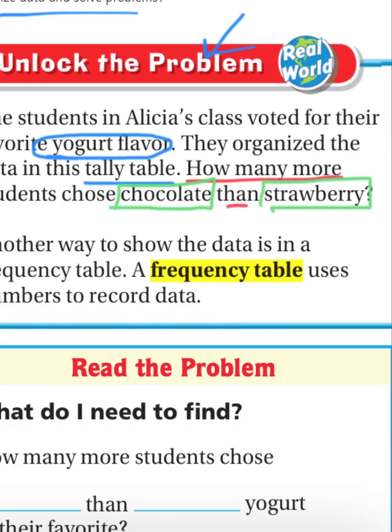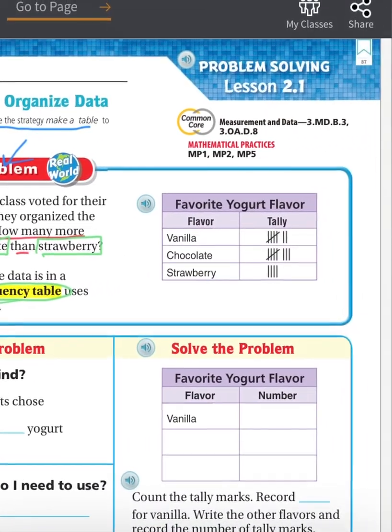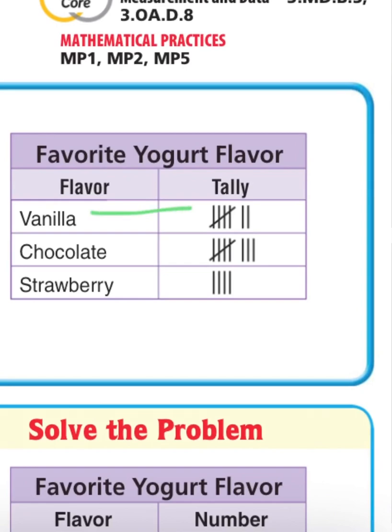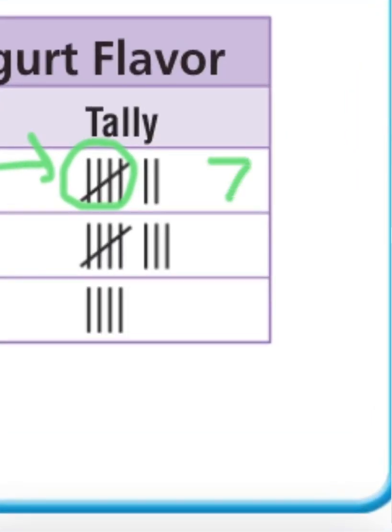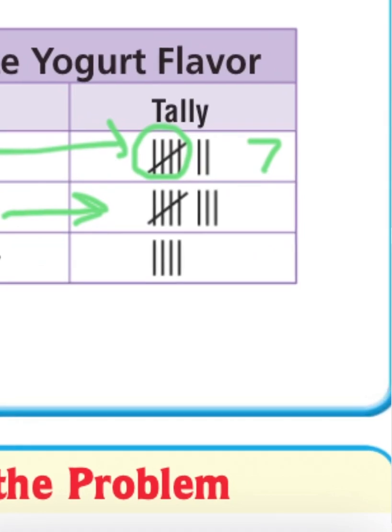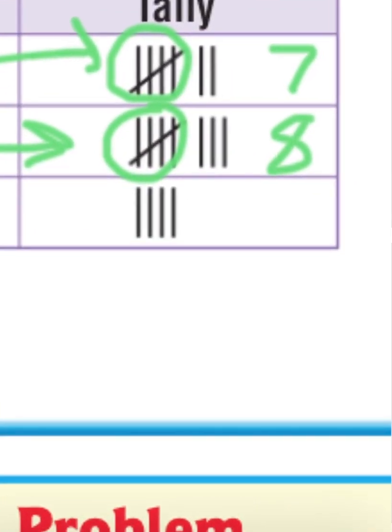Another way to show the data is in a frequency table. A frequency table uses numbers to record data, numbers instead of tally marks. Okay, but let's look at our tally table first. We have vanilla, which has this little symbol right there that means 5 plus 2 more, so vanilla has 7. Chocolate, again, this grouping here means 5 plus 3 more, that's going to be 8. And strawberry has 4.